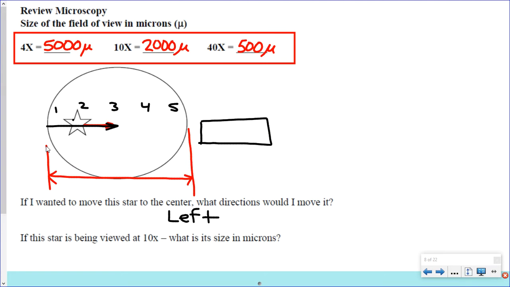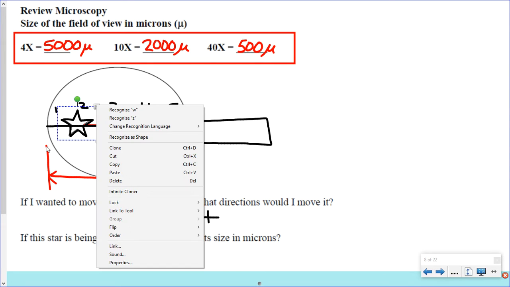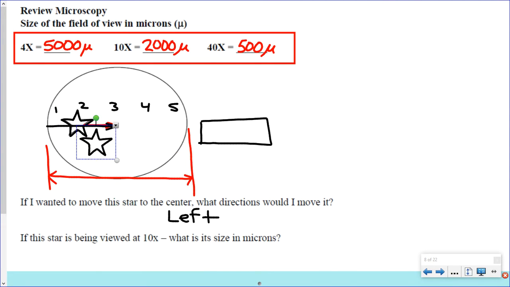And I can use my smartboard to verify that. So I'm going to do a clone, move the clone here, and continue cloning it. So 2, 3, 4, and it looks like 4.5, but you know what? I guess I can say 4. Maybe I'll stick with 5.